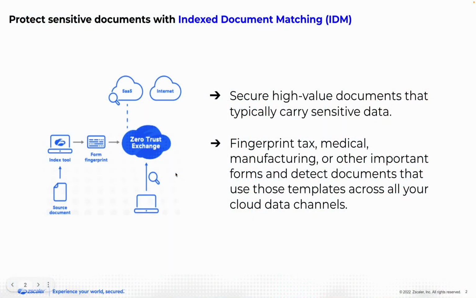Organizations use sensitive files with standardized forms to accomplish their business, including healthcare, finance, and tax forms. These forms often carry sensitive information crucial to the organization and need to be secured. By fingerprinting and indexing documents, Zscaler creates a document repository in the Zero Trust Exchange that is used to identify matching documents when evaluating DLP policies.